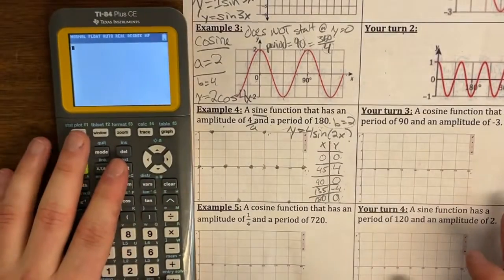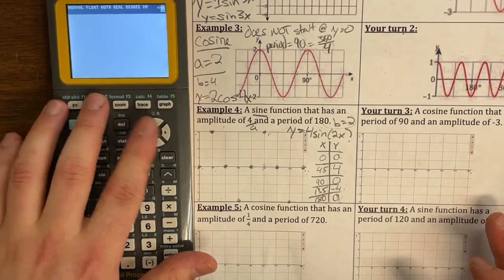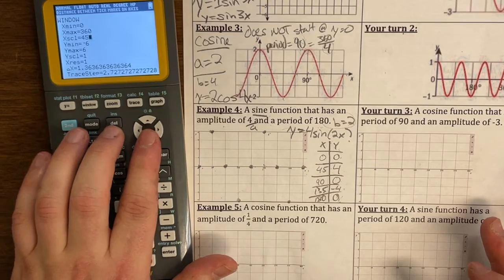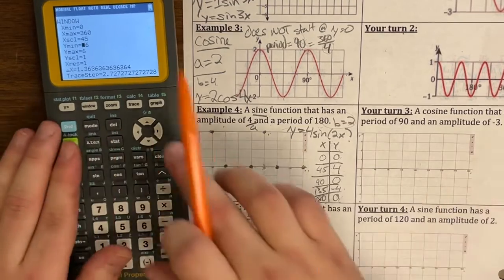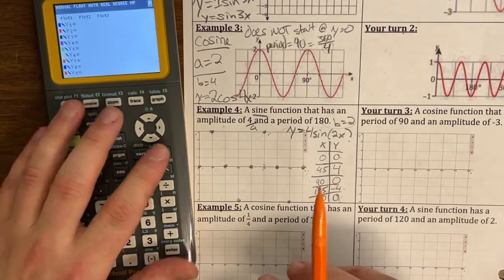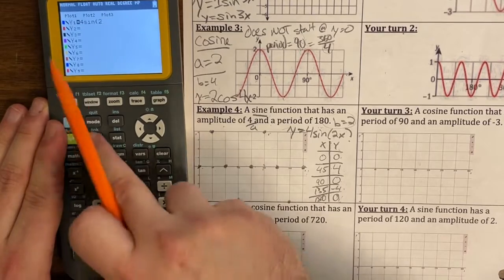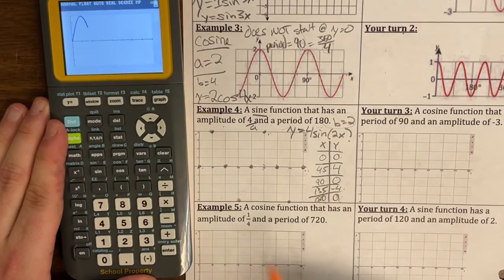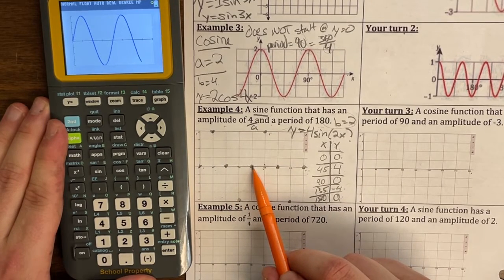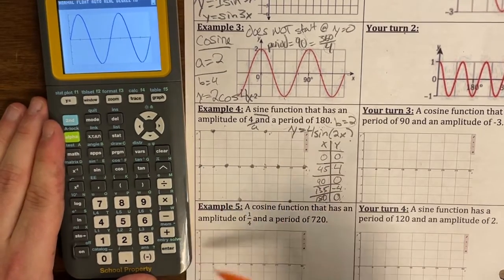Again, I can check using that wonderful little technology. Let's set the window so our change in x is 45 and our maximum is 4. Let's have y equals 4 sine of 2x, hit graph, and see what it looks like. It goes up, hits 180, and then it repeats itself. Notice how it has those 2 peaks, and we know we're good.